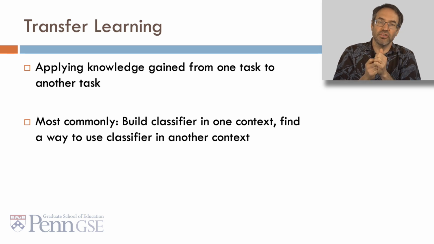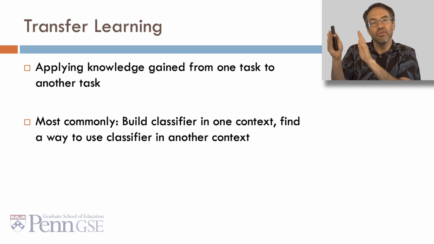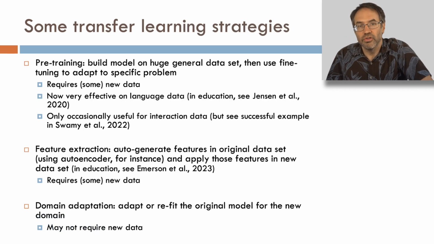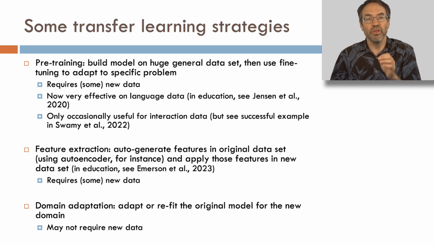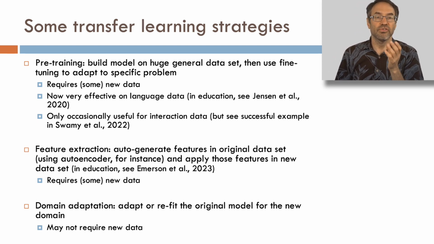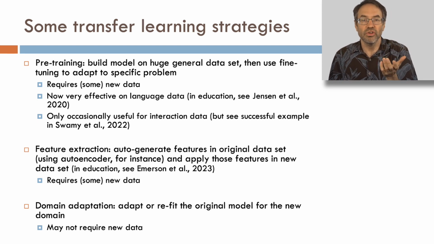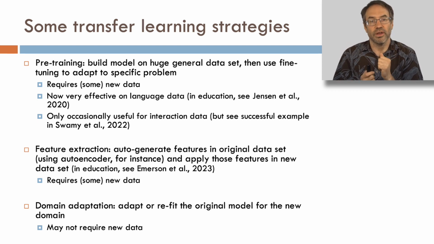Most commonly, this consists of building a classifier or a regressor in one context and then finding a way to use that classifier in another context, possibly with some mods. There are a lot of transfer learning strategies. One of them, very popular these days, is pre-training, where we build the model on a huge general data set and then we use fine-tuning, we talked about that last video, to adapt to specific problems. Pre-training requires some new data, but it's very effective on language data these days, and there are examples of this in education. It's only occasionally useful for interaction data, but there have been successful examples. See Swami et al.'s work in 2020.